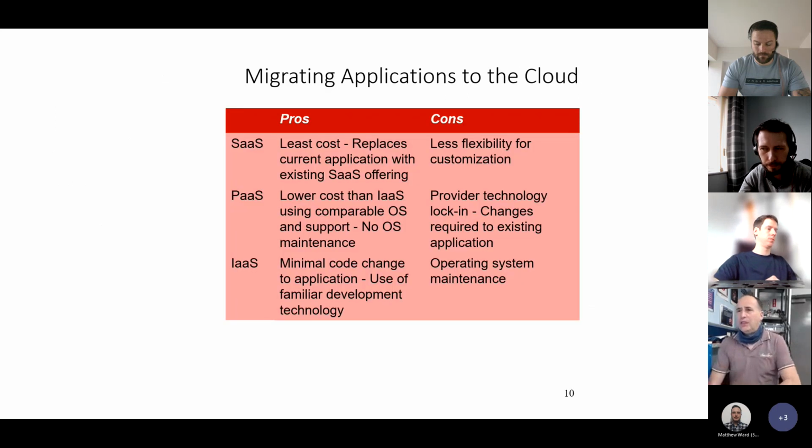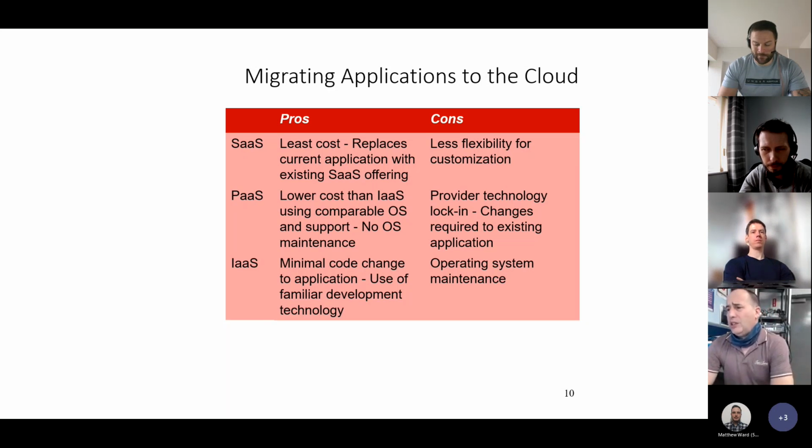But right, software as a service costs least, platform as a service costs less than infrastructure as a service. So although we're moving away from very distinctive SaaS, PaaS and IaaS, basically the same thing applies.